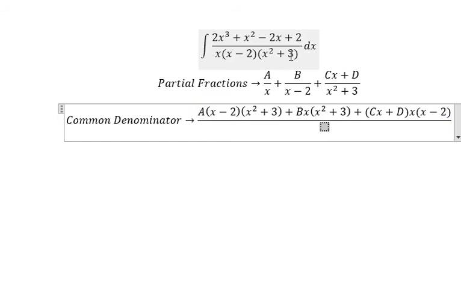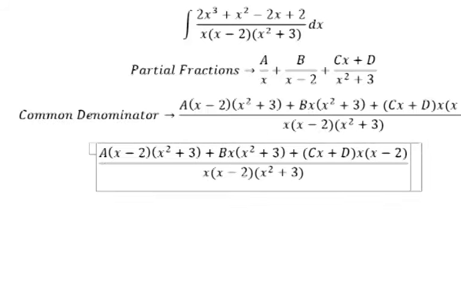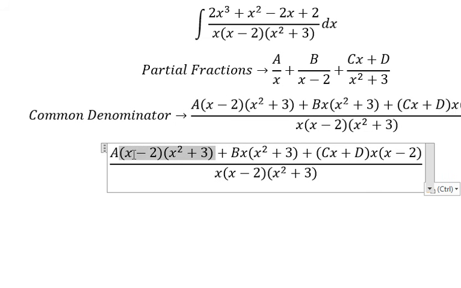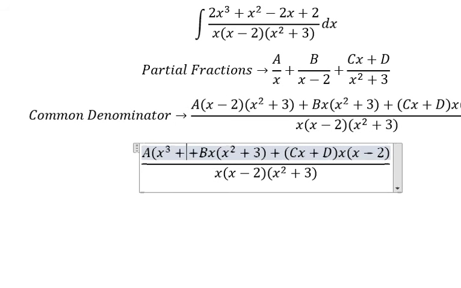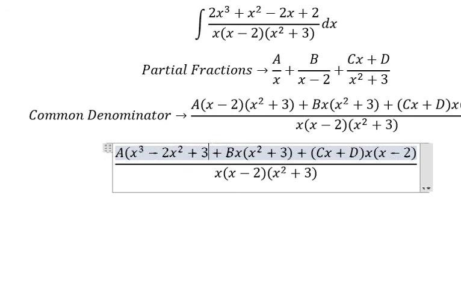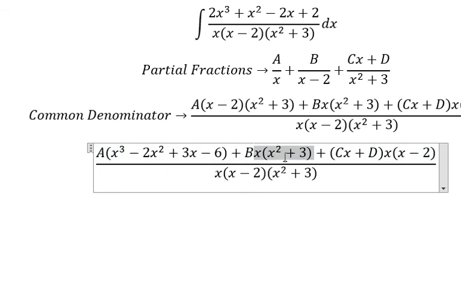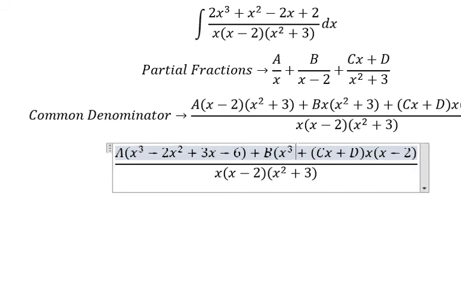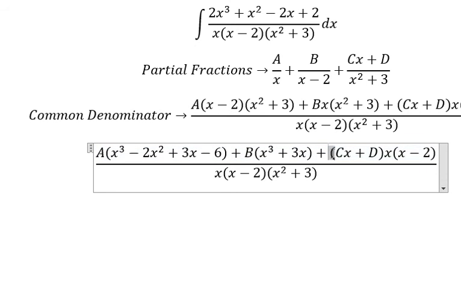Now we need to expand this one, and this one, and this one.